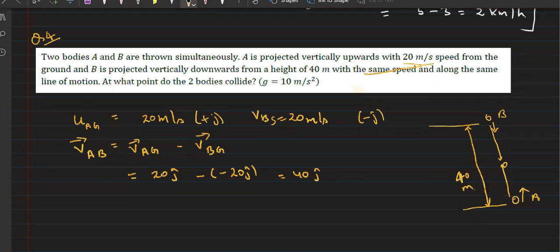So let's see. I can say that S is equal to U relative into T plus half A relative into T square. Yes or no? Tell me. Now try to figure out. Try to think first. Okay? Take some time. What would be the answer?